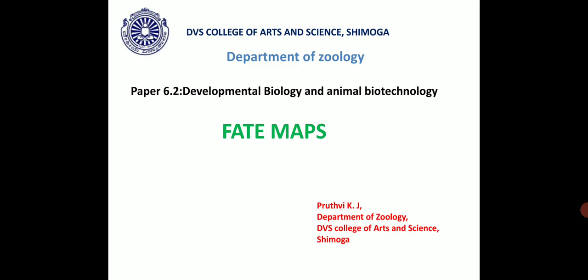Today we are discussing a new concept, that is fate maps. Here the word has its meaning: fate and maps. Map, you already know, is a diagrammatic picture of the organs. Where exactly the organs have to be formed will be decided by the diagrammatic picture, and that is what we call the fate map. Today we are going to discuss the fate maps.